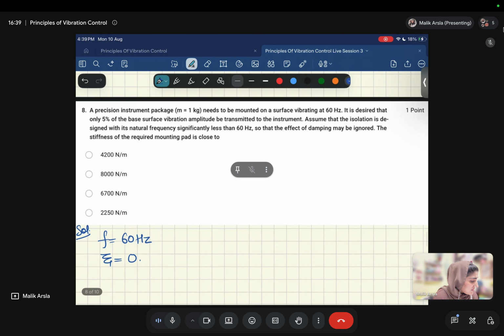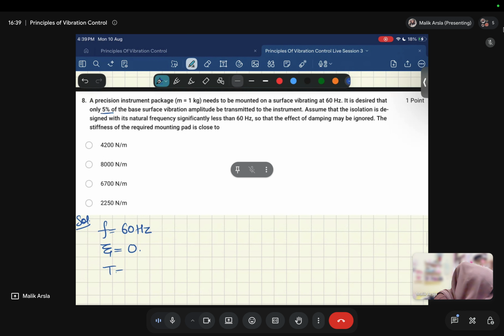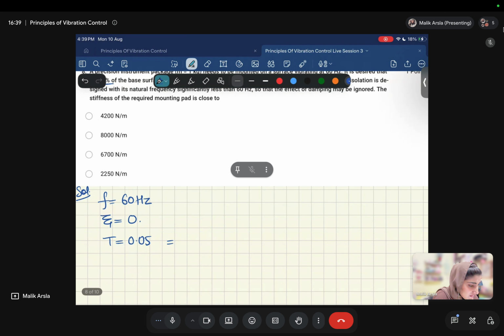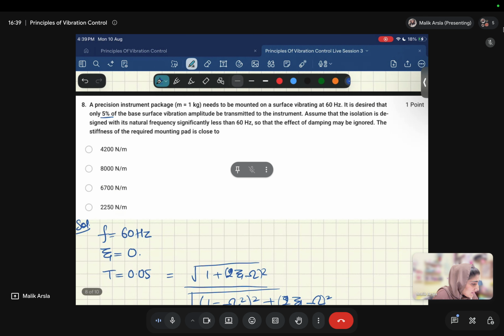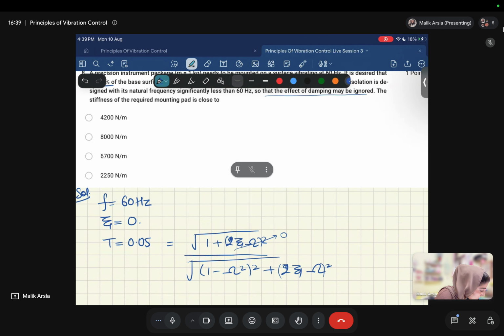And now the key here is that this transmissibility ratio is given to us, which is given as 0.05, and we know that transmissibility can be written as under root of 1 plus (2 zeta omega) square upon under root of (1 minus omega square) whole square plus (2 zeta omega) square. Right, now here this thing is important, that the effect of damping needs to be ignored, so we will just ignore these terms.